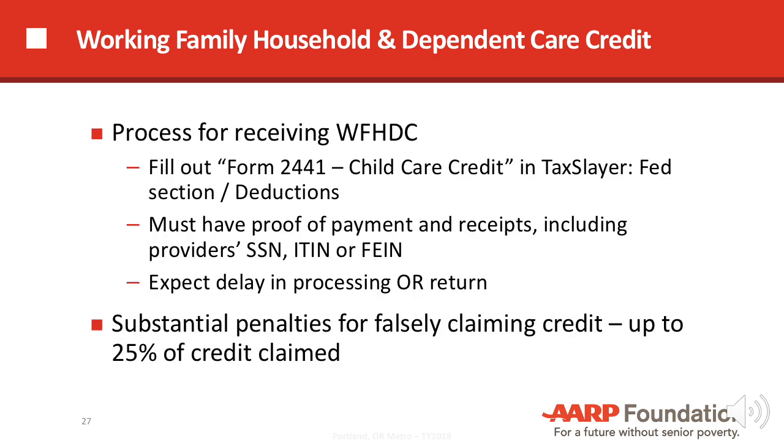Within the software, TaxSlayer uses the information from Form 2441 Child Care Credit to complete the WFHDC credit in the Oregon return. And it's always important, but it's especially important because of the lucrative nature of this credit, that the taxpayer obtains all written information and proof of payment and receipts. And the returns that take this credit can experience some delays in processing.